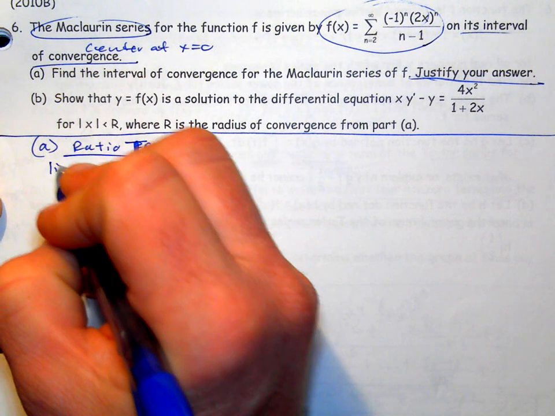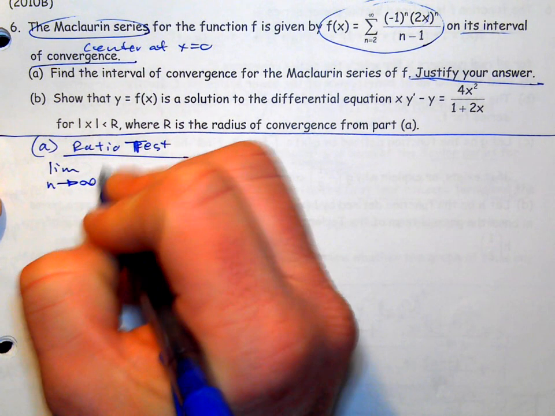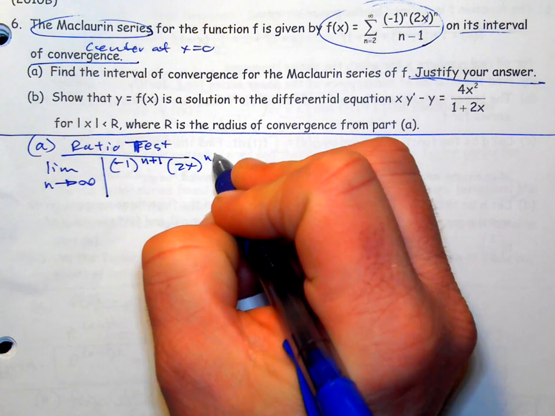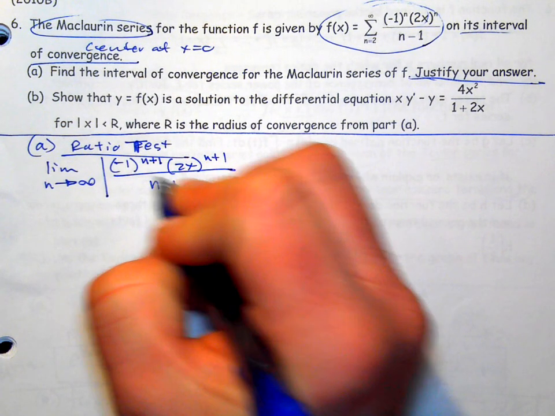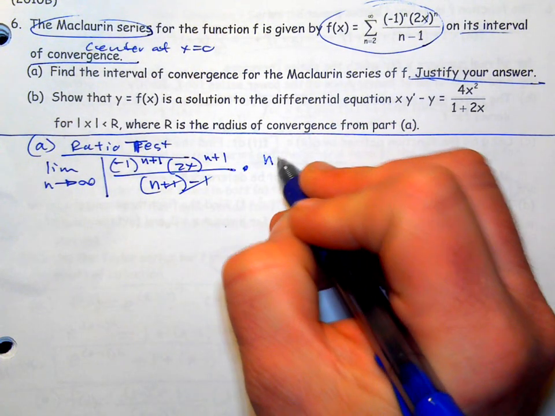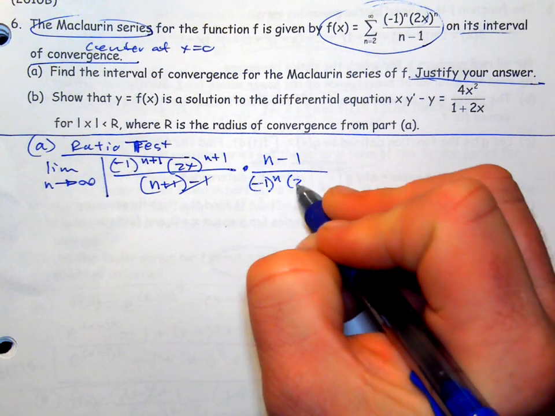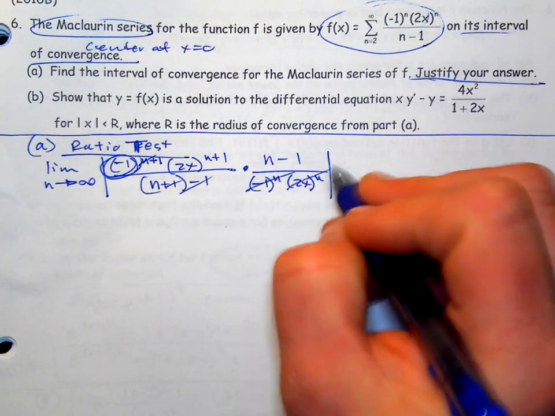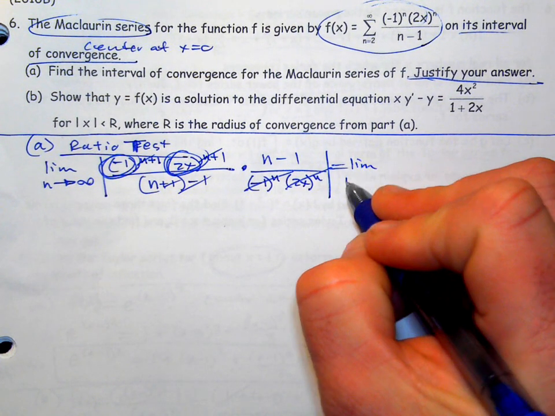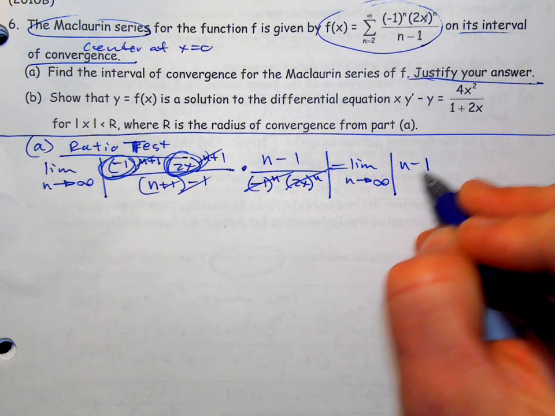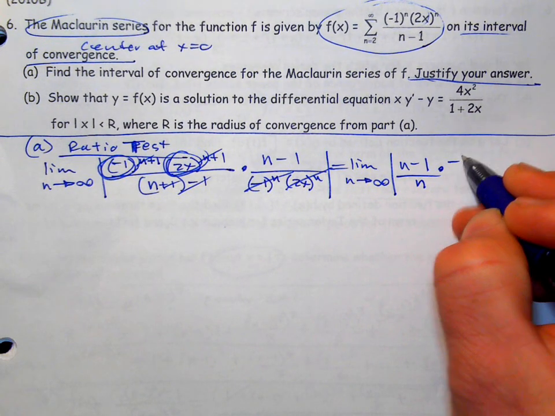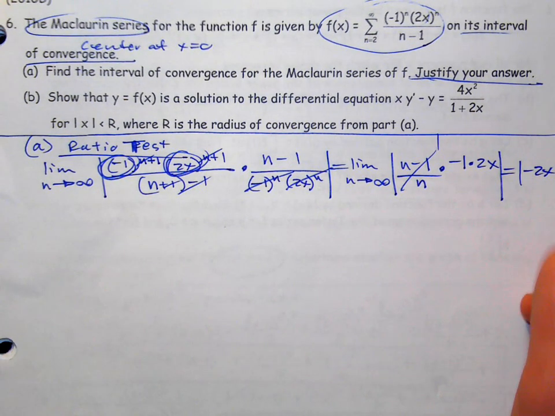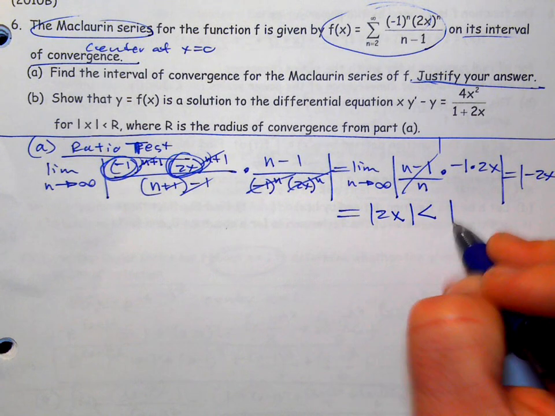Ratio test. Limit as n goes to infinity of the absolute value of the n plus 1 term, 2x to the n plus 1 over n plus 1 minus 1, divided by the nth term, absolute values. See if we can reduce it. It's going to give you a negative 1. It's going to give you a 2x. We could rewrite it: limit as n goes to infinity of absolute value, you put the n minus 1 over the n, and the negative 1 and the 2x. And this is going to go to 1. So you get the absolute value of negative 2x, which is the absolute value of 2x, which has to be less than 1.